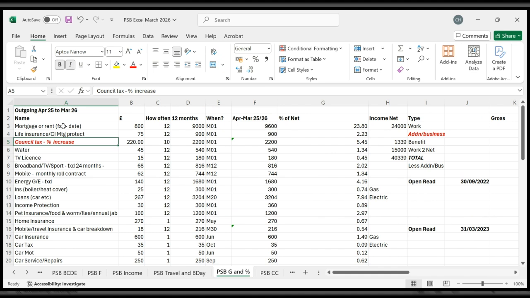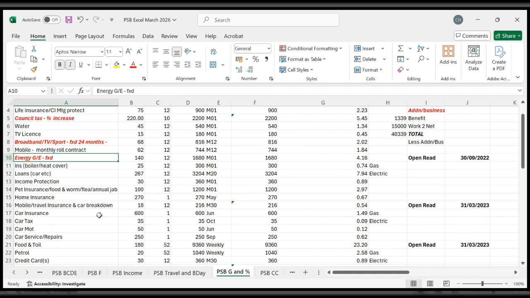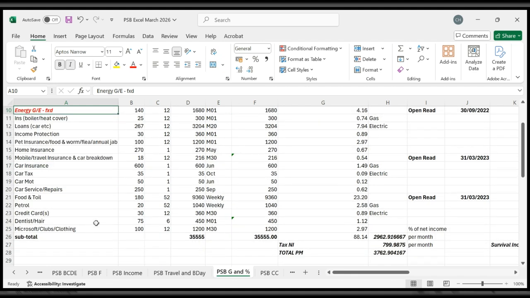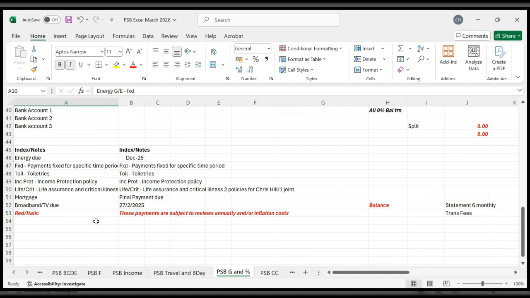What else is definitely so? Your broadband, I mean, it might be fixed for 24 months. The thing is, you could go through most of these now. Gas and electric might be fixed. So you just go through and think, well, which ones of those are going to change? That's again a nice thing to have.